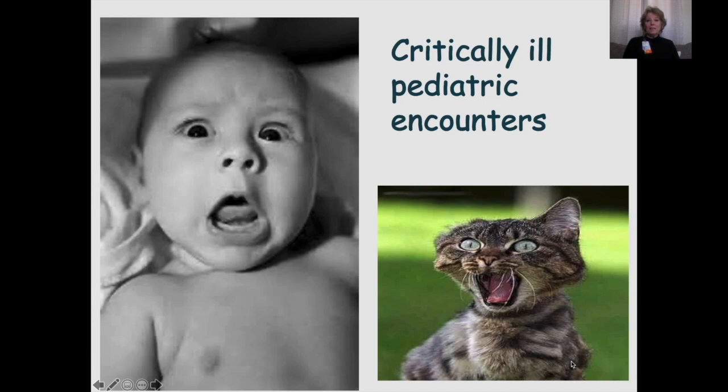You may feel like this sometimes when you walk into a room and you know that you have a critically ill pediatric patient. Hopefully by the end of this series you're going to feel a little more comfortable about knowing what to do when you have those encounters.